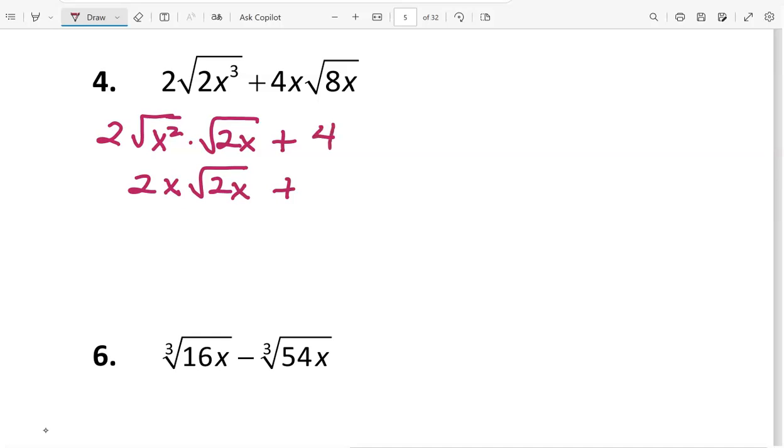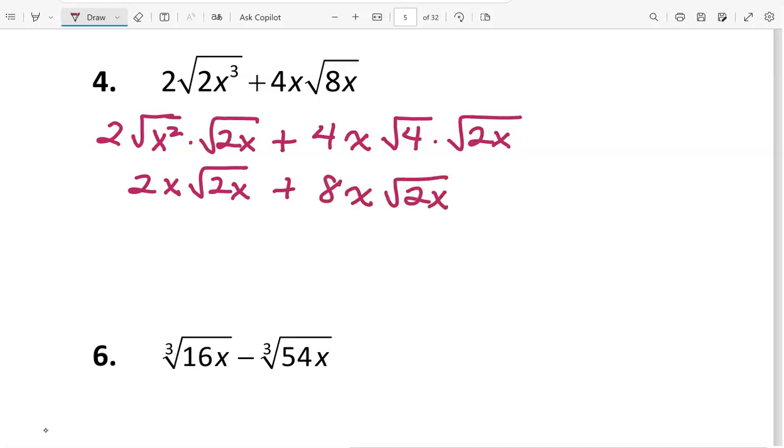So we have 4x, and then a perfect square factor that divides evenly into 8 is 4. So square root of 4 times square root of 2x. No perfect square factors left over. And the square root of 4 is 2. 2 times 4x is 8x. So now we have 8x times the square root of 2x. And now we can combine the like radicals together by adding their coefficients. So that gives us 10x times the square root of 2x.